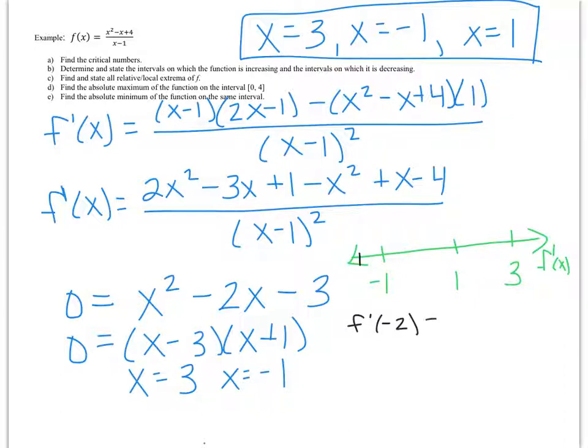Well, if I plug in -2, -2 squared is 4. -2 times -2 is +4, so 4 plus 4 is 8. 8 minus 3 is 5. So in this region, I know my graph is positive. Right? I plugged in a -2.